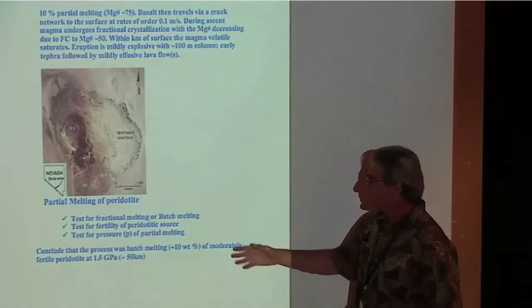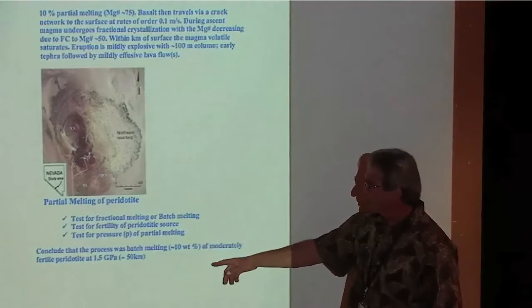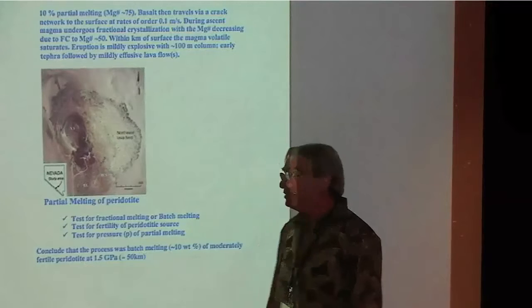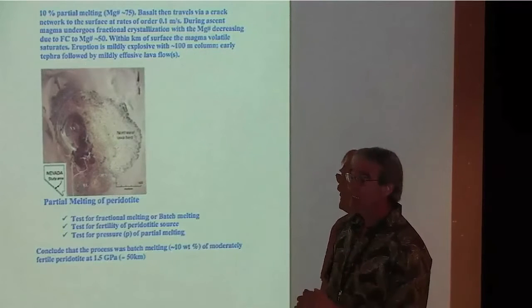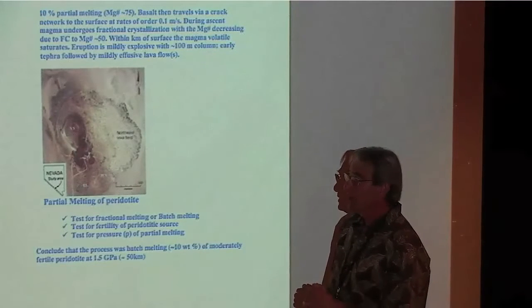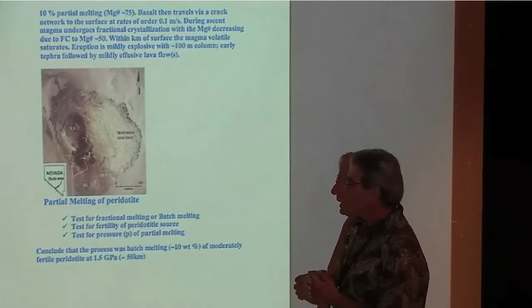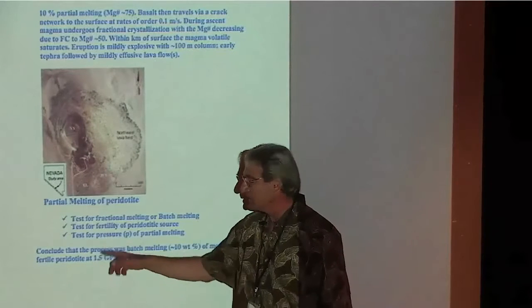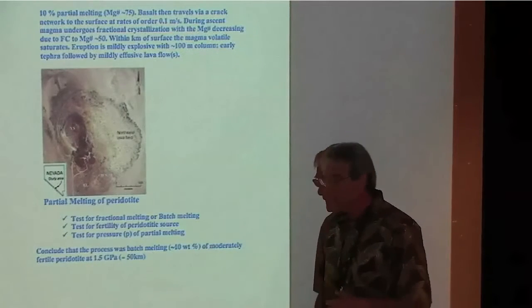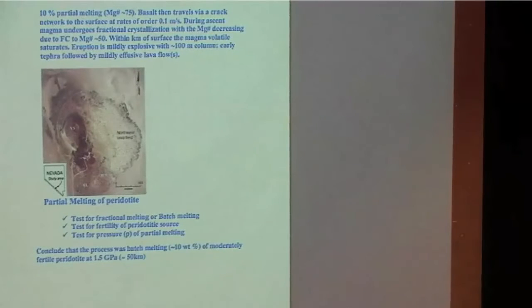The source composition here is a moderately fertile peridotite, right? It's not tremendously depleted like more mantle. It's got some juicy stuff in there. And the melting takes place at 1.5 GPa, about 50 kilometers.